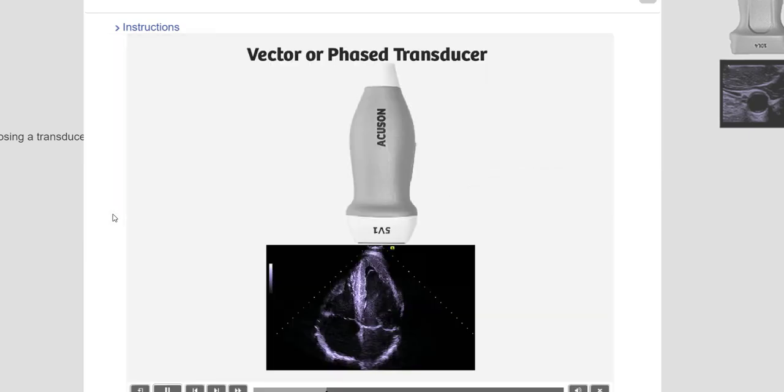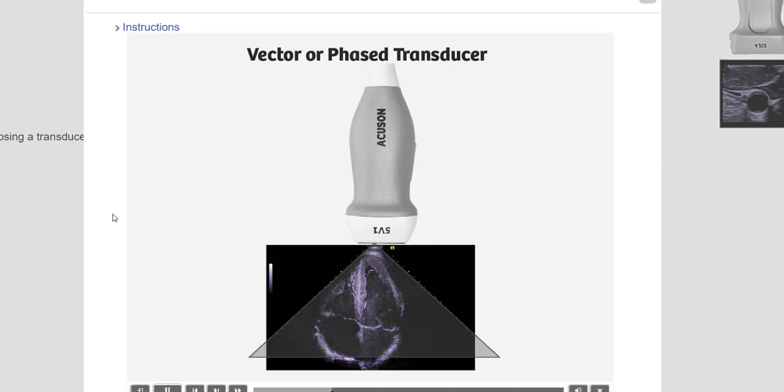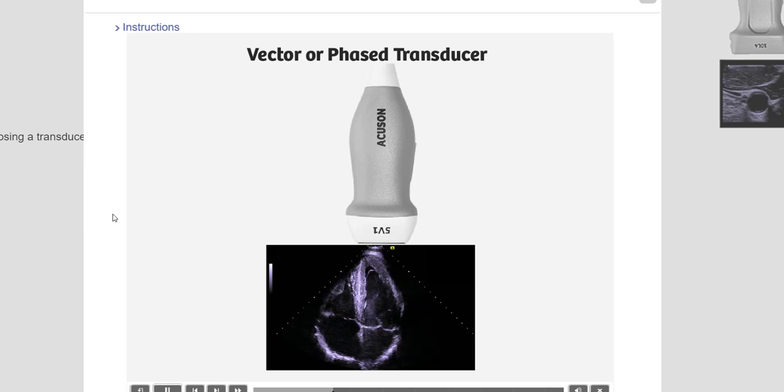Vector or phase transducer FOV. The acoustic field of this transducer originates at a small point and then fans out to a larger region of interest. The vector or phase transducer has a beam shape designed to allow scanning between ribs for cardiac exam applications.